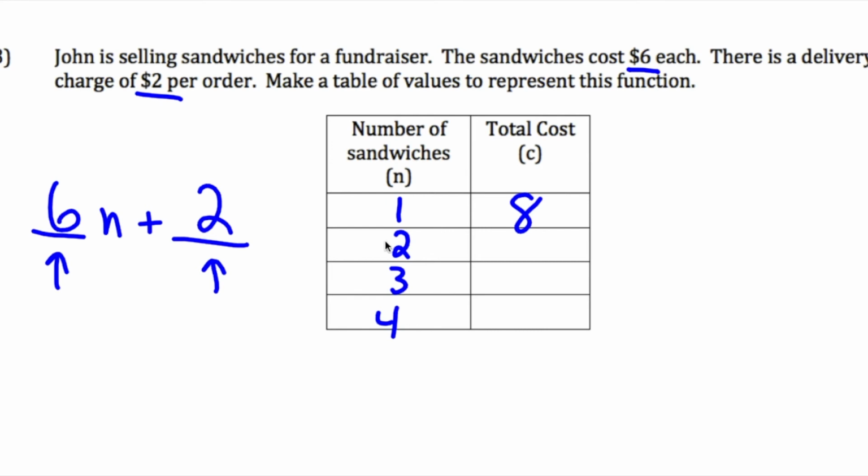If they order two sandwiches, $6 each means that it'll be $12, and then plus the $2 delivery fee would make this $14. And then for 3 sandwiches, 3 times 6 is 18, plus 2 gives us 20. So look at what's happening here. 8 plus 6 is 14. 14 plus 6 is 20, so I know this one will be 26. 4 times 6 gives us $24 for the sandwiches, $2 for the delivery fee, so that's 26. So that's what your final answer should look like there for number 3.